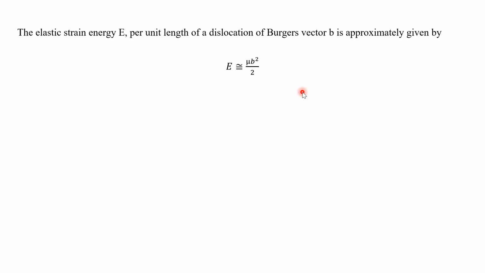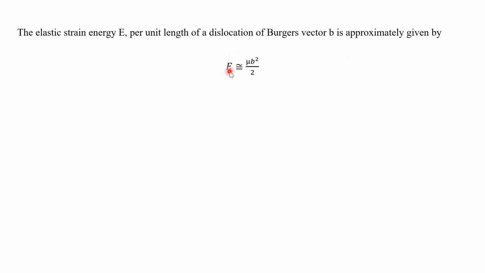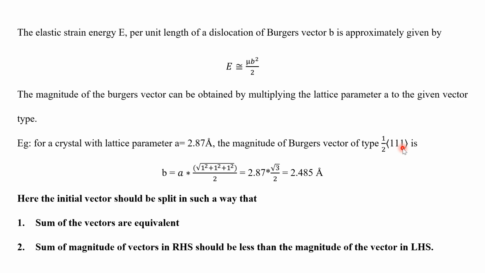In our case, we need to find the value of b square. That is because the distortional energy is proportional to b square, and therefore we need to find the value of b square. To obtain the value of b, initially what we have to do is multiply a with the type of Burgers vector. Therefore a into 1 by 2, and whatever term comes inside the bracket, we take it as root of 1 square plus 1 square plus 1 square. So that is how we calculate.